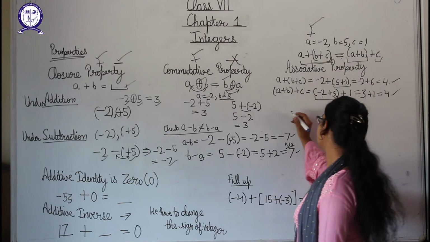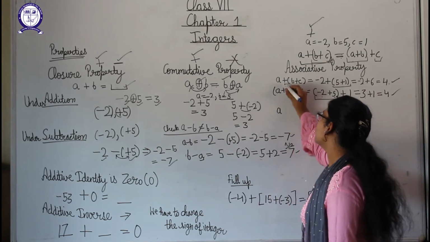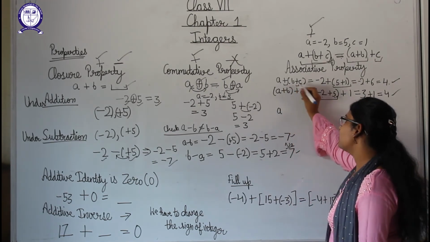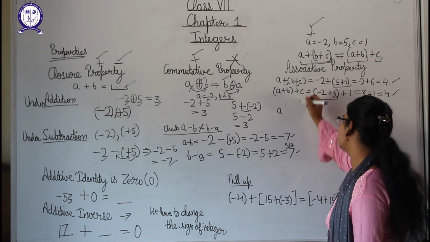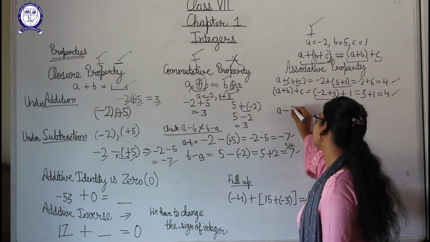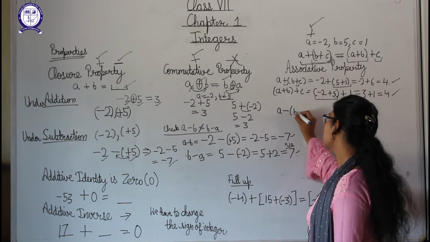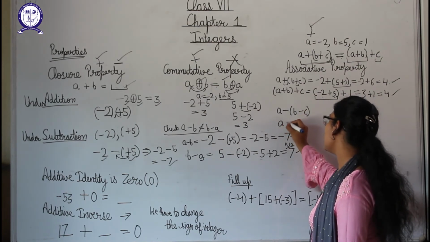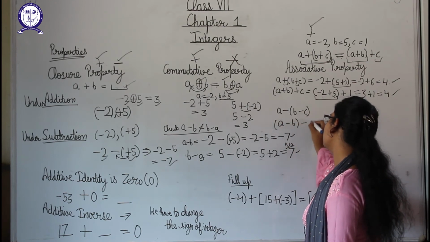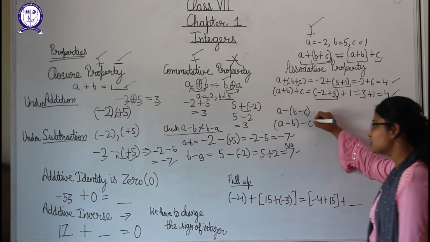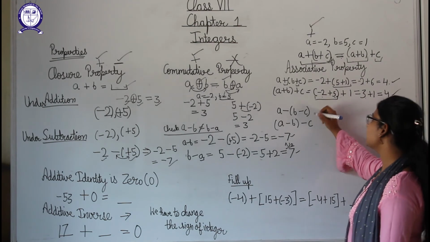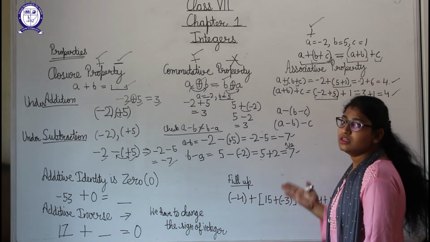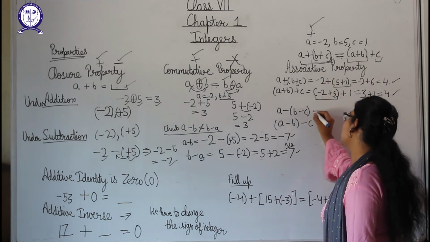So students, what will be the value for the subtraction? Where there are positive signs, we will make them negative. Okay, so for the subtraction we have to check whether A minus (B minus C) is equal to (A minus B) minus C. We will check if these two are equal or not. If these two are equal, then we will say that it is associative, otherwise it is not.